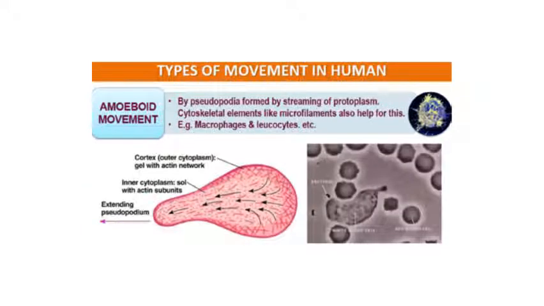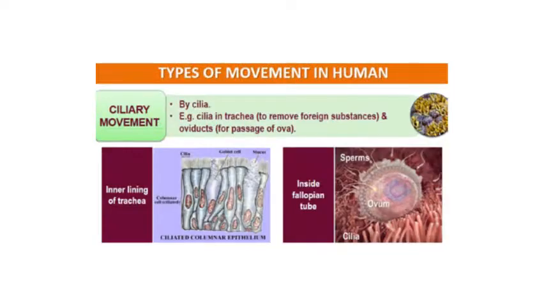Now, in amoeboid movement, what happens is the cytoskeletal elements come ahead and help to capture the bacteria. This is generally seen in phagocytosis. So the WBC will go and surround itself around the bacteria and it will engulf it. This is an example of amoeboid movement.